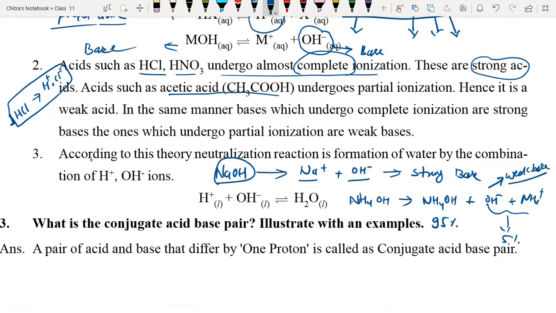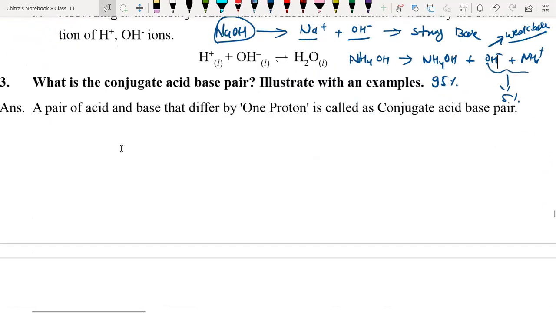I hope you have understood that concept very well. Those acids or bases that dissolve in water and dissociate completely are called strong acids or strong bases, whereas those that do not dissociate completely are called weak acids or weak bases. Understood? Yes, sir. Easy or very easy? Very easy.